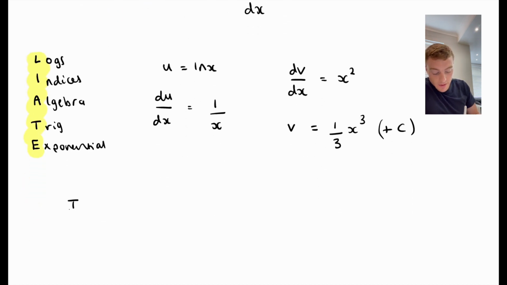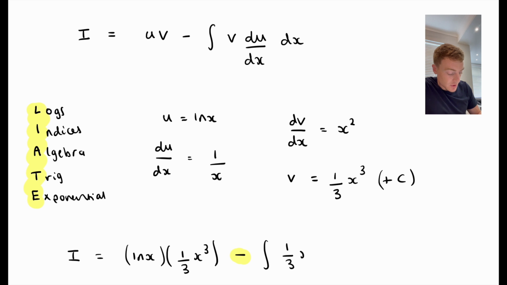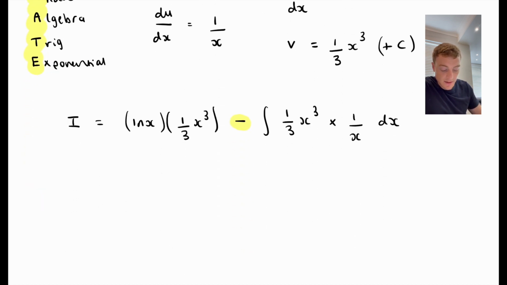Okay, so now all we're going to do is replace the letters with our new functions. So let's start off with u. Well, I know that u is ln x. V, well, we just found is 1 over 3 x cubed. Minus, now this is a common mistake to forget the minus sign. The integral of, again, v, 1 over 3 x cubed. So we've got our v. And then we also want to substitute in du by dx. So times by 1 over x. And then all of that is integrated with respect to x.